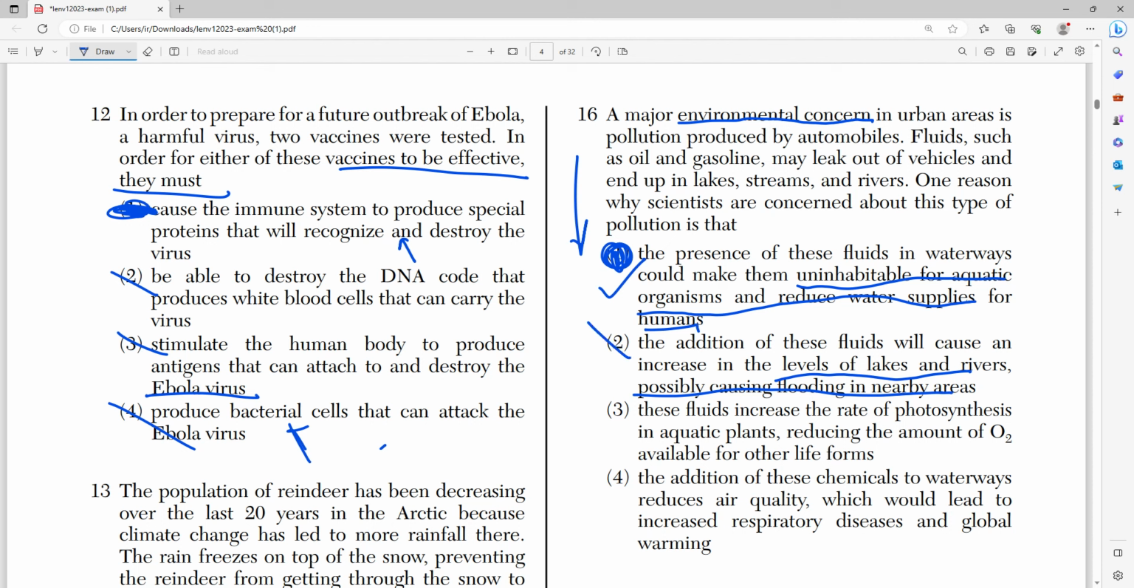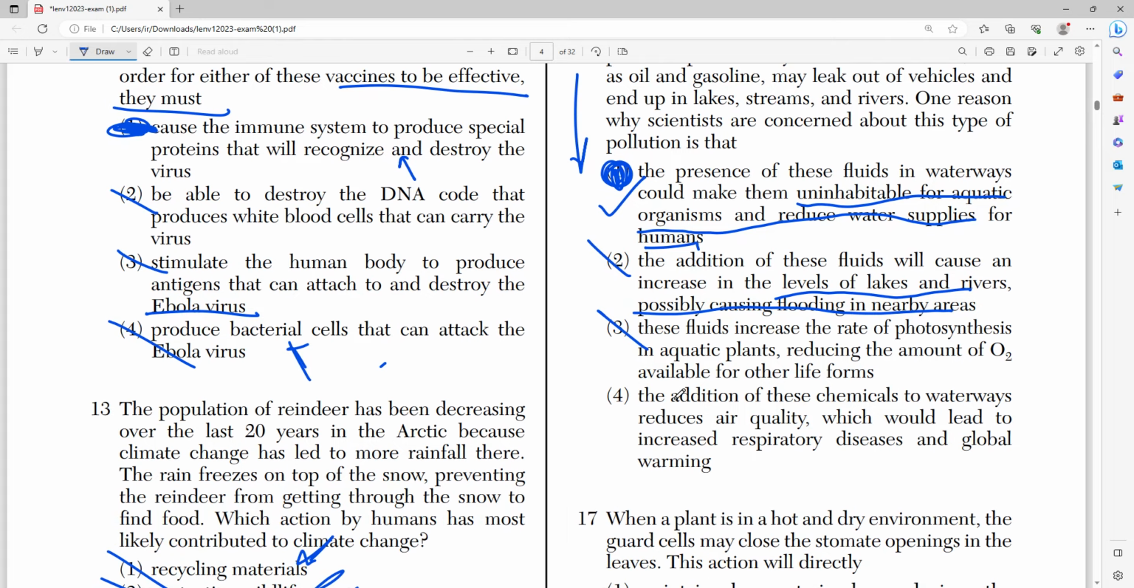Number 3 says these fluids increase the rate of photosynthesis. They don't. Gasoline and oil spills probably decrease the rate of photosynthesis because they block the amount of sunlight that reaches into the water, because gasoline and oil are dark, and they stick to the top of the water.